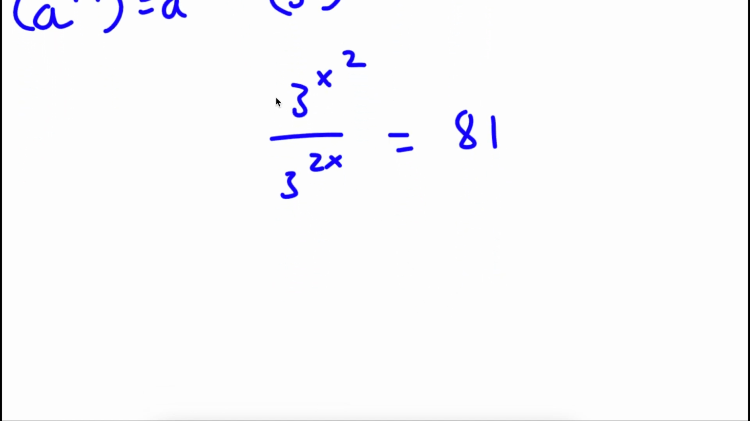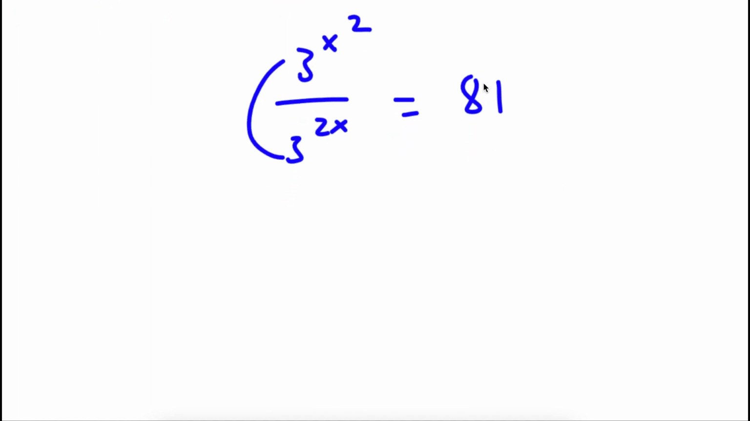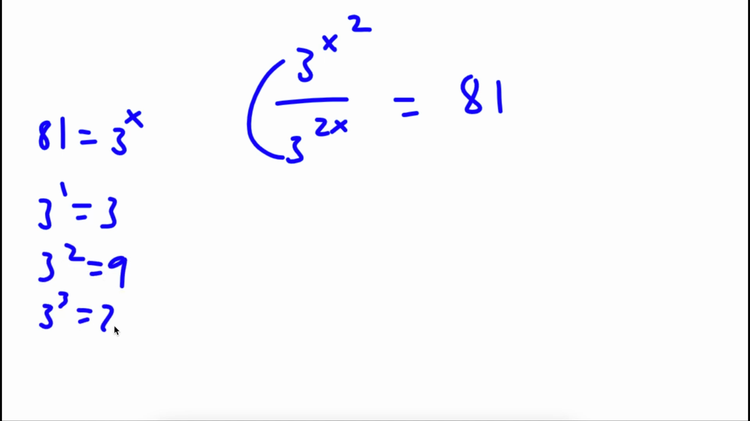Now, as you can see here, both of our bases are 3. So I'm actually going to want to change 81 to something to the base of 3. Meaning 81, this is equal to 3 to the power of what? Well, 3 to the power of 1 is equal to 3. 3 to the power of 2 is equal to 9. 3 to the power of 3 is equal to 27. 3 to the power of 4 is equal to 81. So I'm going to change 81 to 3 to the power of 4.